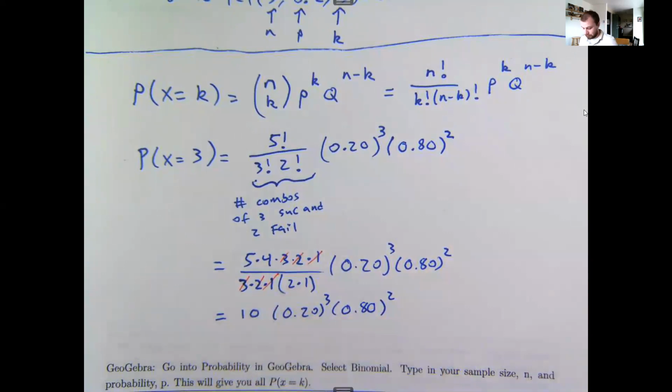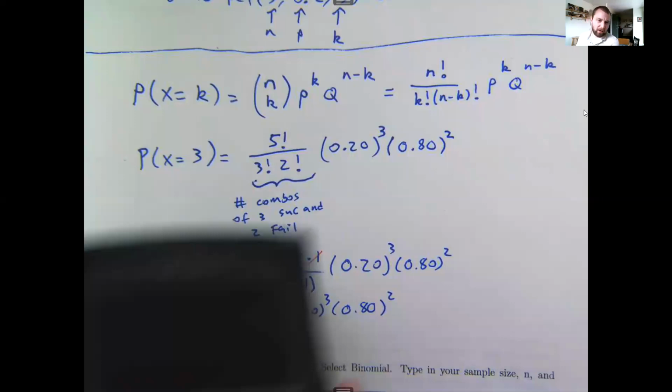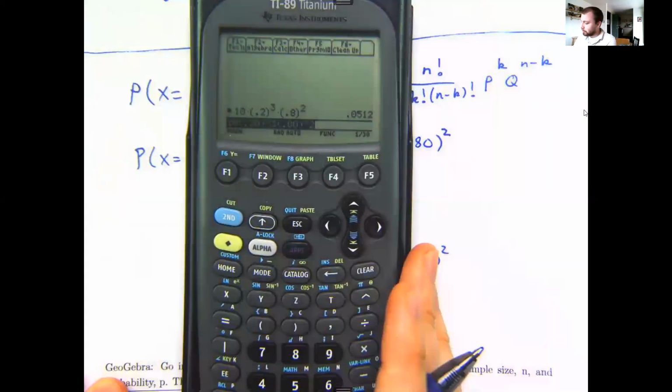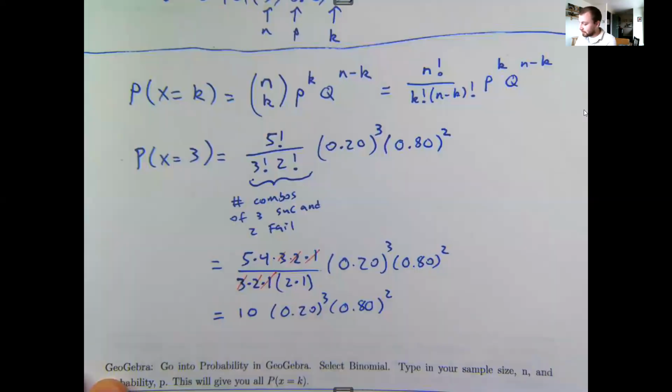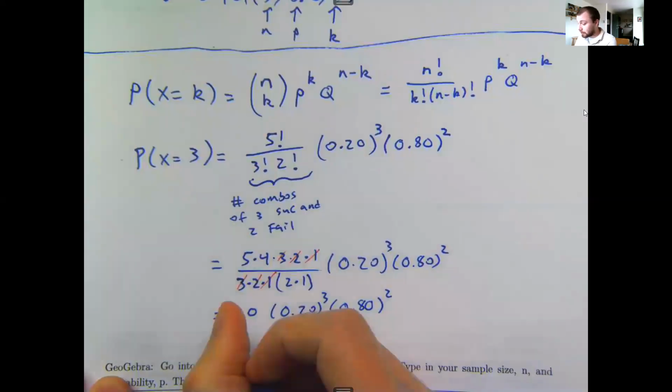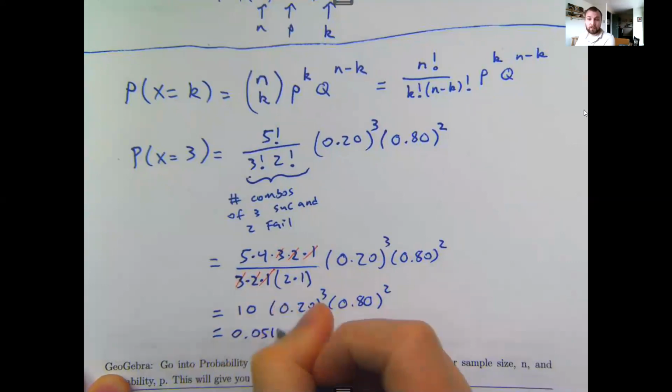I've got 10 times 0.20 to the third, times 0.80 squared. And when I type this in, it gives me 0.0512. So it's giving me exactly the same thing, but it certainly takes a lot longer than using technology.